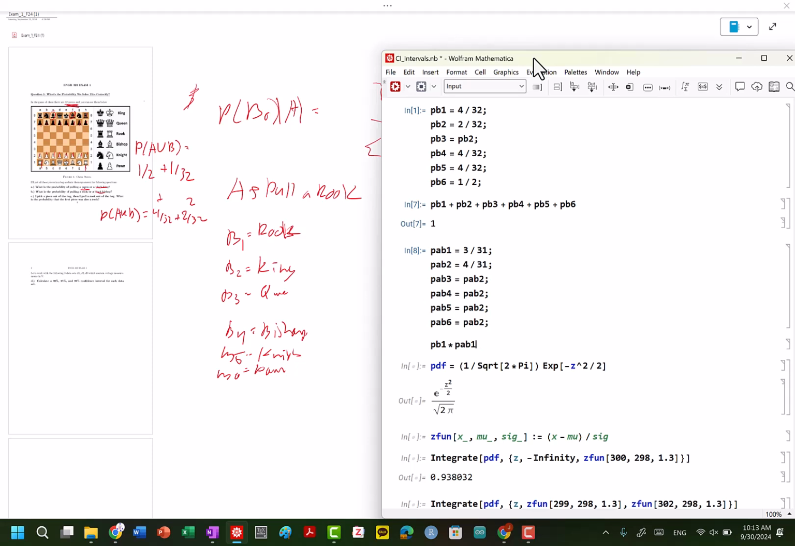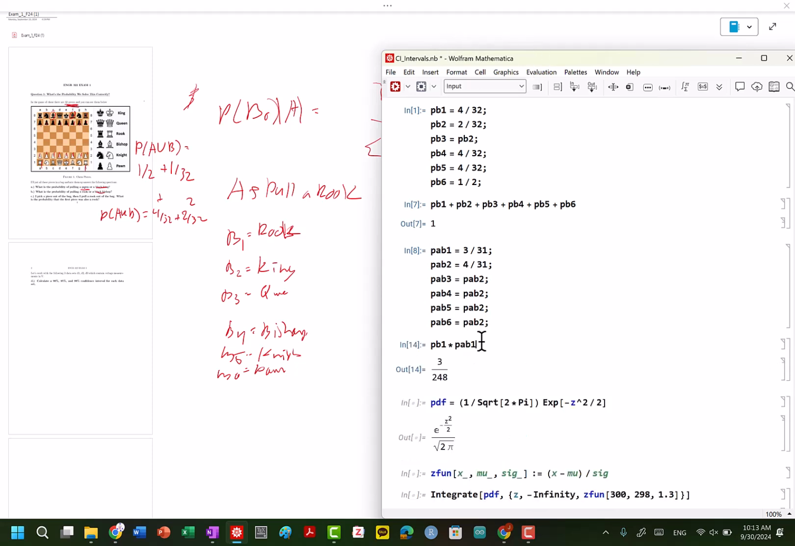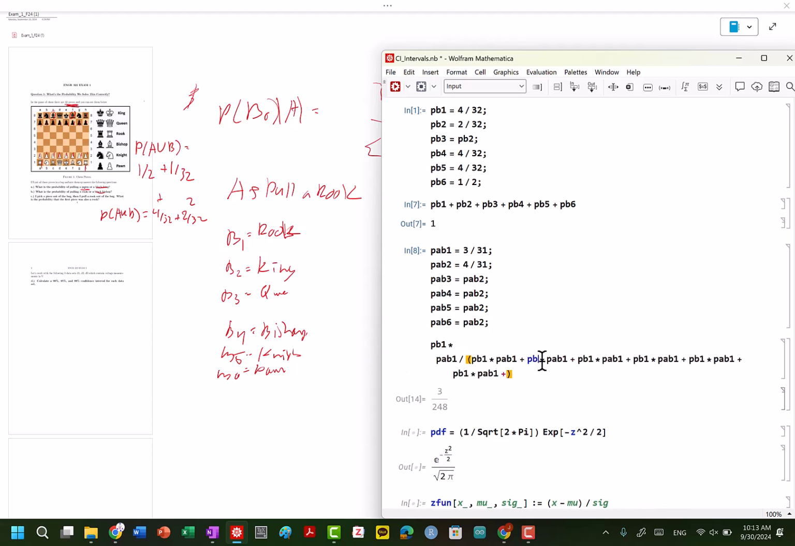So now we can write out our expression, PB1 times PAB1, which is equal to, now we need to divide all this by the sum of, we're just going to copy this, 1, 2, 3, 4, 5, 6. So we need to change this: 2, 3, 4, 5, 6, and then that's it. 3 out of 31. That is it.